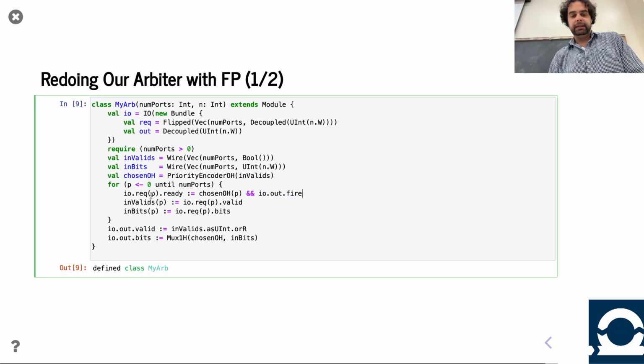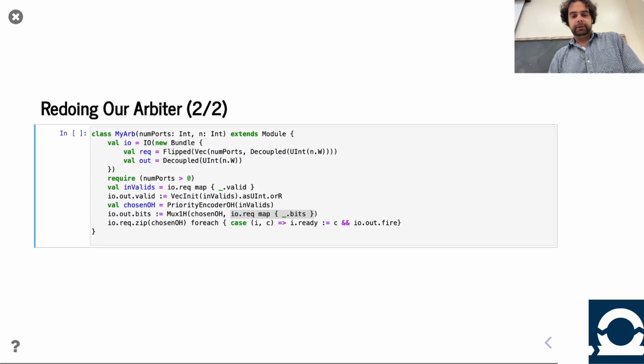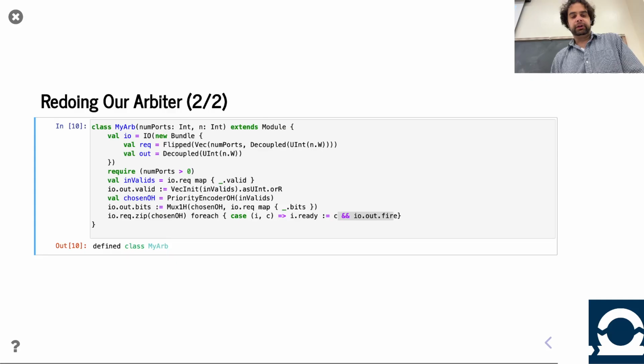Here we did it as a for loop. Let's go all in on functional programming. I'm going to zip the IO request with the chosen one hot. For each one of those, I'm going to take the IO side, which is the connection, to dot ready. And then the chosen one hot, remember we did the zip, so that's the two things. Then we and these together with dot fire. So this is also correct.